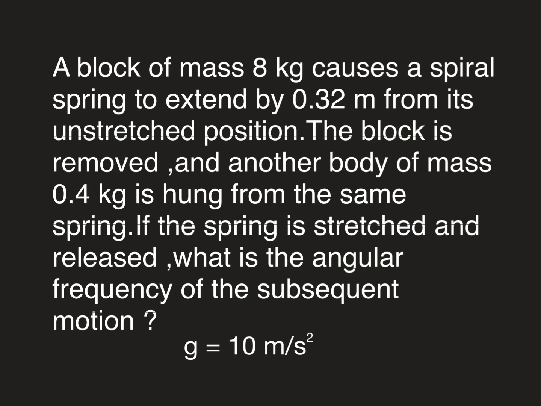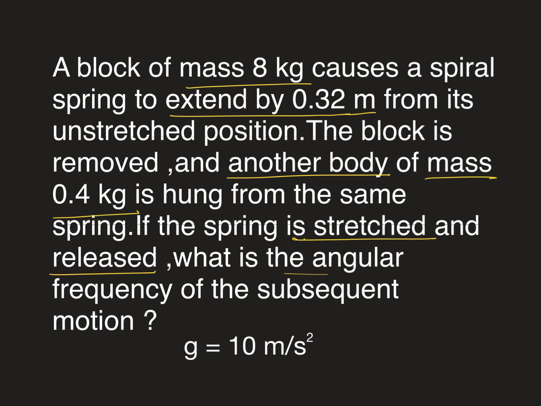Welcome back. We have a question in front of us that reads: a block of mass 8 kilograms causes a spiral spring to extend by 0.32 meters from its unstretched position. The block is removed and another body of mass 0.4 kilograms is hung from the same spring. If the spring is stretched and released, what is the angular frequency of the subsequent motion? Take g equal to 10 meters per second squared.